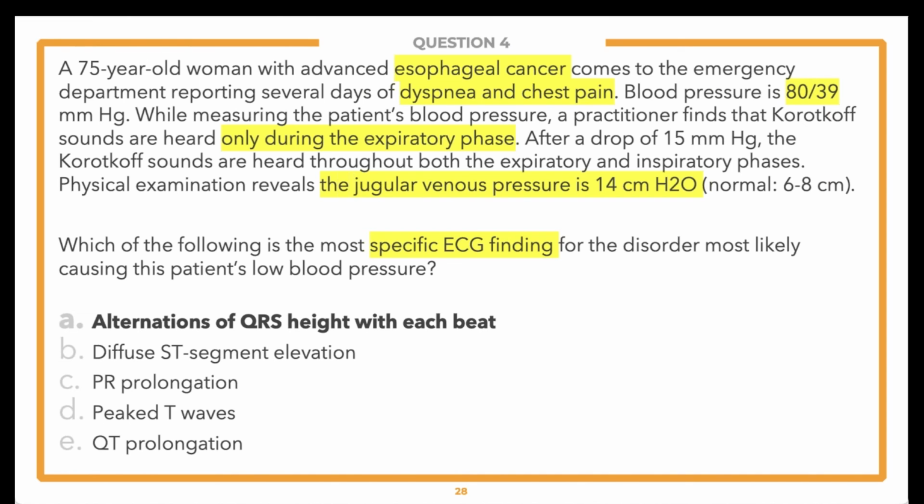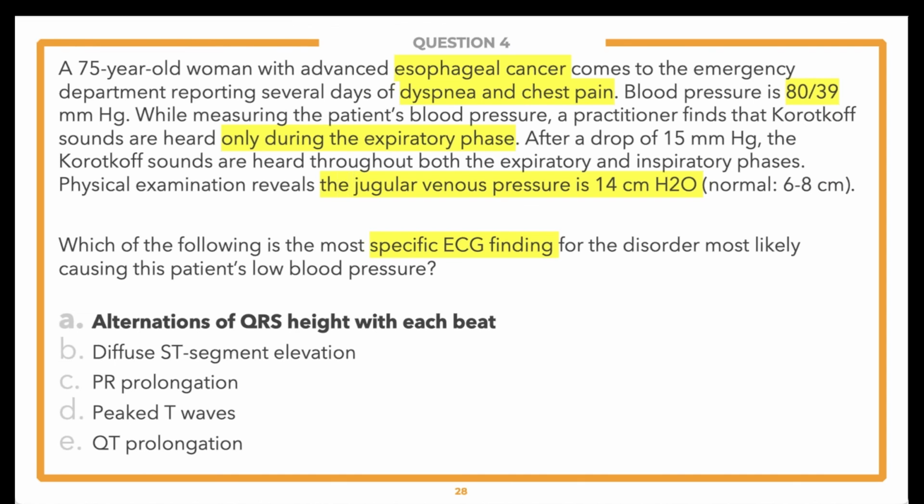Now, option A, alternations in QRS height with each beat. Does anyone know what this term is called? There's like a Latin terminology for this. And it's called electrical alternans. The name gives it away. Electrical means EKG, electric EKG, right? Alternans is alternations. You have a higher QRS followed by a small QRS, followed by a high QRS.